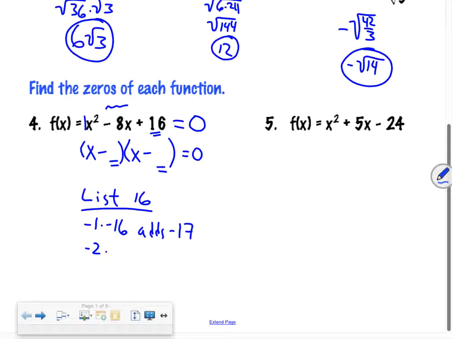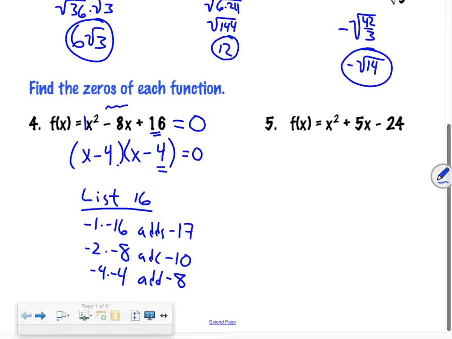Say negative 2 and negative 8. That adds to negative 10. So those two factors are not correct. And we could do negative 4 times negative 4, and bingo. They add to negative 8, which means this will be factored as x minus 4 times x minus 4. Great, it's factored, but we're not quite done.